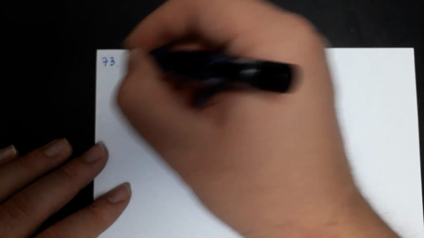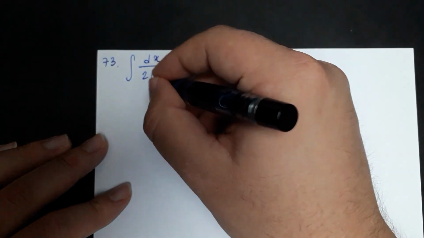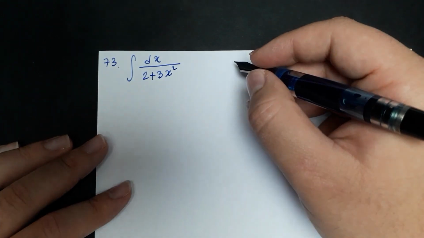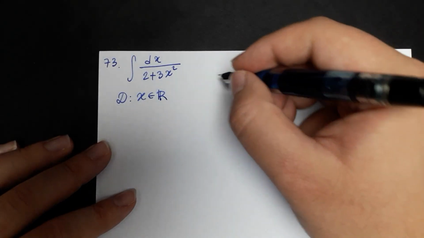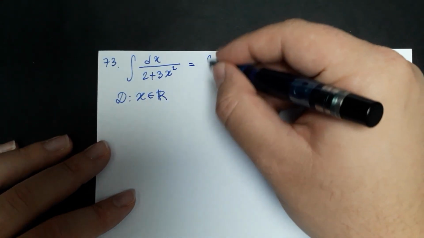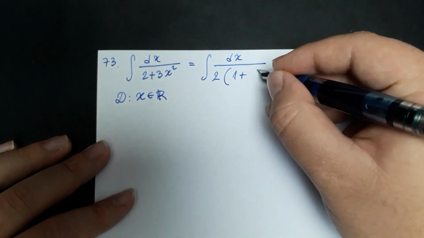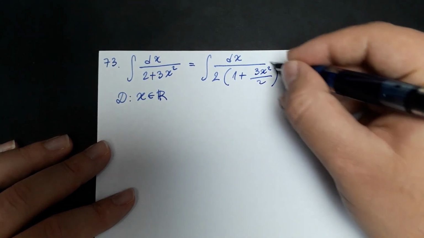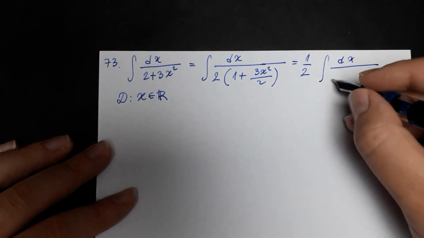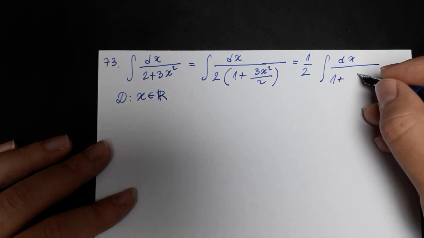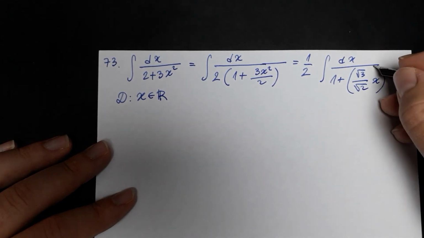Problem number 73 on our list is an integral of dx divided by 2 plus 3x squared. The area in which this integral is defined is the set of all real numbers, and this integral can be written as an integral of dx divided by 2 in brackets 1 plus 3x squared divided by 2. This is then equal to 1/2 of the integral dx over 1 plus a square root of 3 divided by a square root of 2 times x, and that is squared.